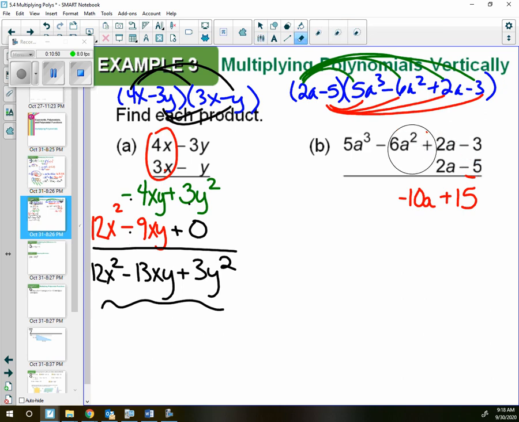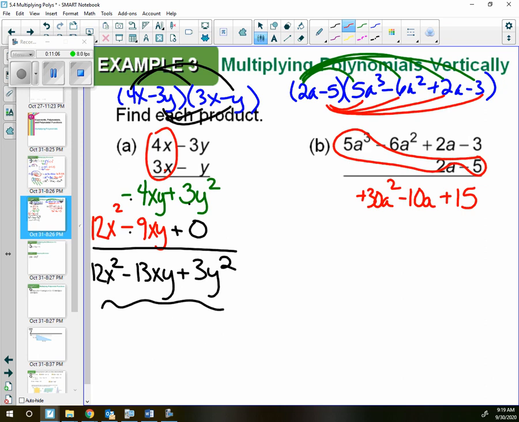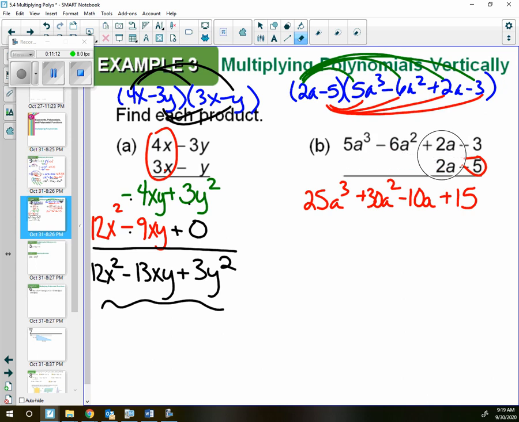And then we're going to multiply the negative 5 times the negative 6a squared, trying to keep the product here. So negative, negative, which should be a 30, and then a squared. And then our last one, we're going to multiply the negative 5 times the 5a cubed. So 5 times 5, 25, and that would be a to the third. So for that one actually works pretty well.